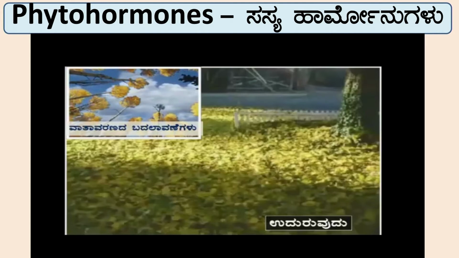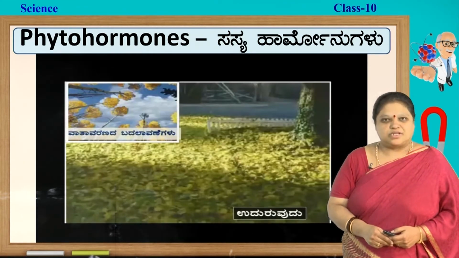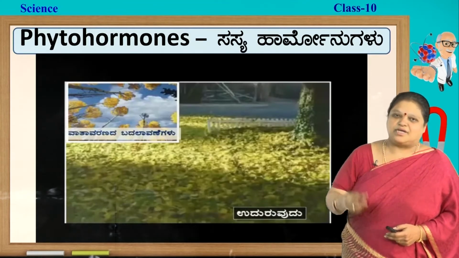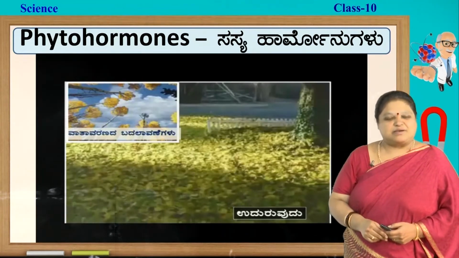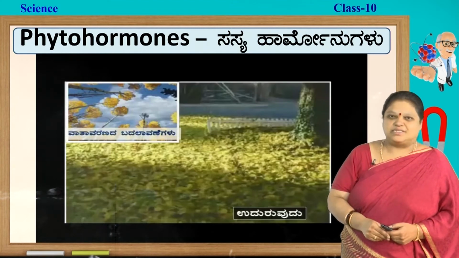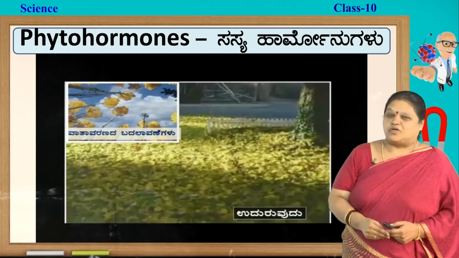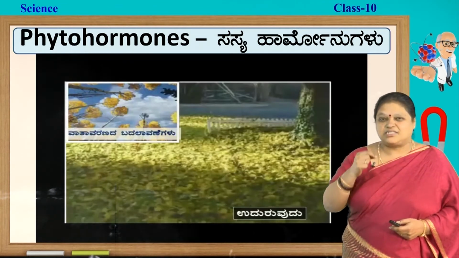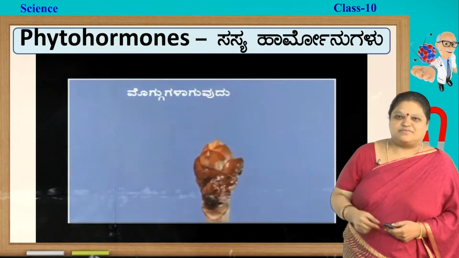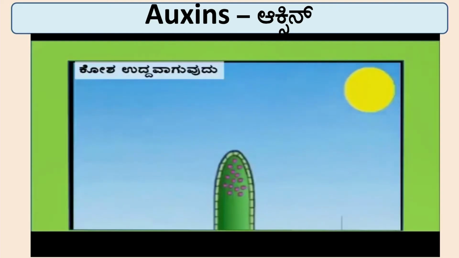So, children, you saw the functions of phytohormones. Some hormones help in growth, whereas some hormones inhibit growth. Some hormones help in the growth of the stem, some in the growth of the leaves, some in fruitification, some in falling of the leaves, some help in ripening of the fruits. So, like this there are so many hormones. Let us see how each hormone functions. Here you find auxins present.